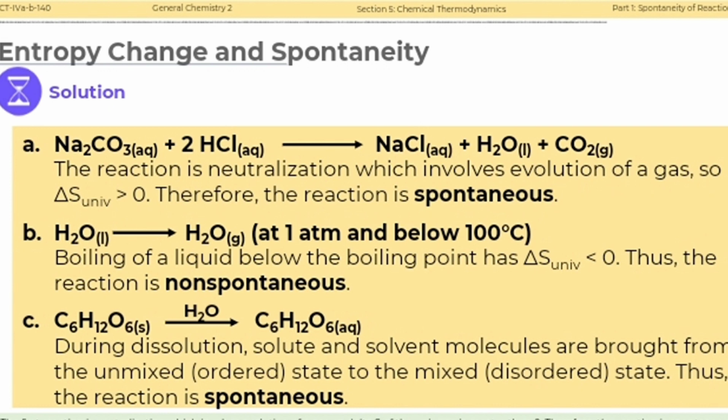The third process is a dissolution of glucose in water. During dissolution, solute and solvent molecules are brought from the unmixed or ordered state to the mixed, disordered state. Thus, the reaction is spontaneous.